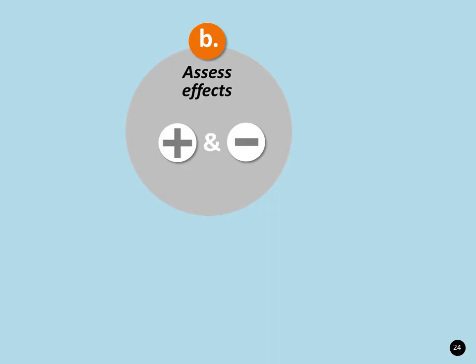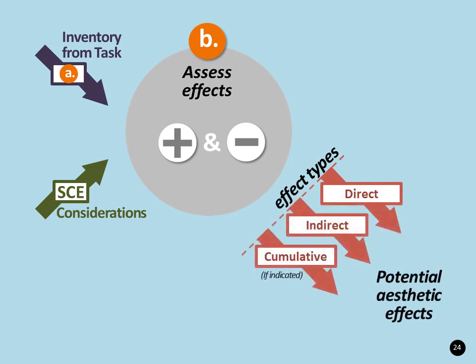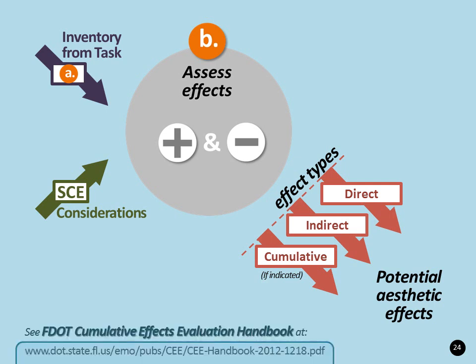Task B, Assess Effects, draws from the community inventory prepared in Task A and guidance from the department's SCE considerations. During project development, the assessment considers potential direct and indirect effects, and if indicated, cumulative effects. A cumulative effects assessment is not required in a planning phase SCE evaluation, but related observations may be noted in the evaluation. To learn more on this topic, refer to the Cumulative Effects Evaluation Handbook on the department's website.